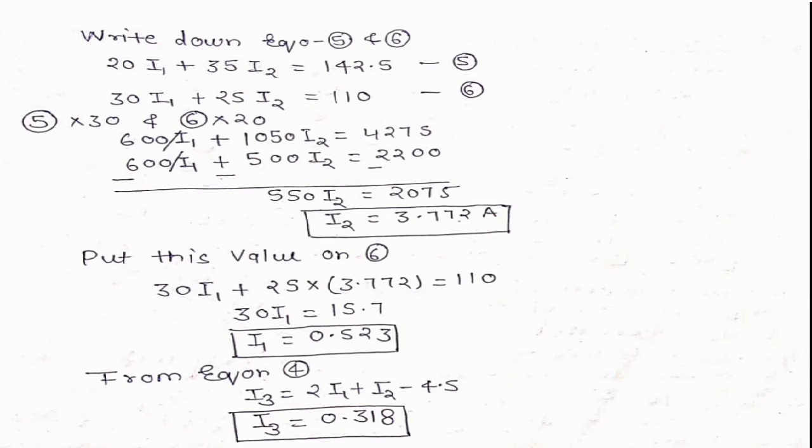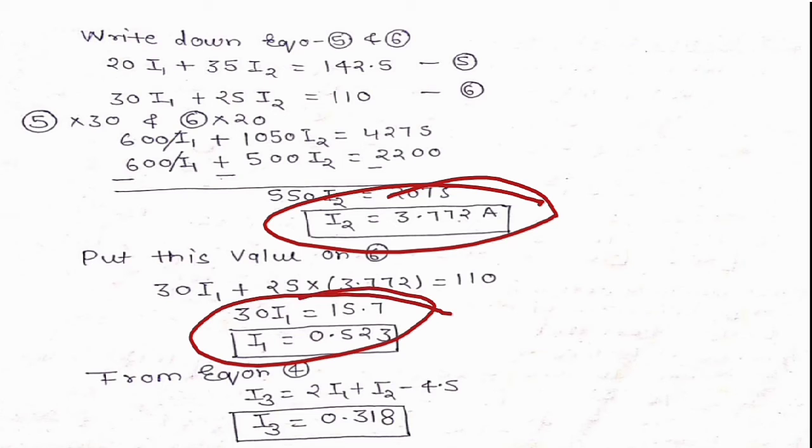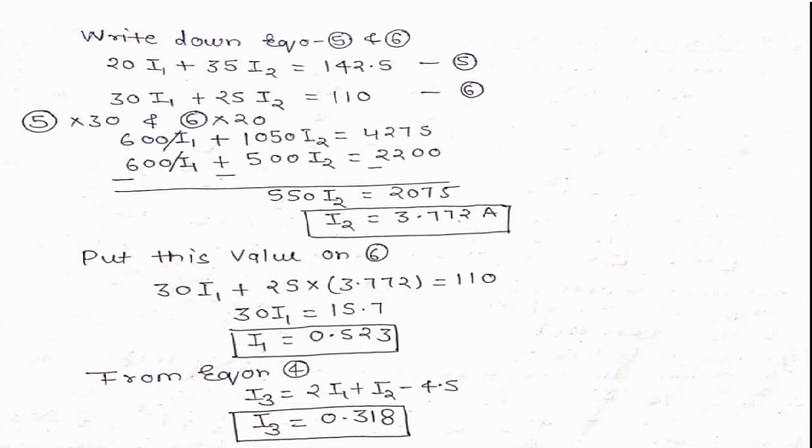Okay, so if you put these two values into the previous I3 equation, which we got initially, I3 equal to 2 I1 plus I2 minus 4.5, then we will see the value of I3 is 0.318. So through this way you will get I1, I2, I3.